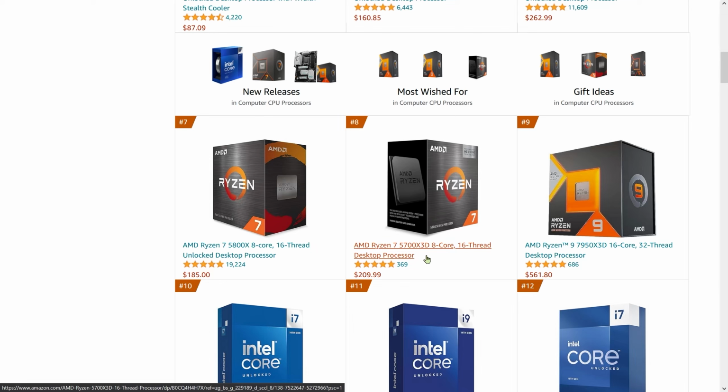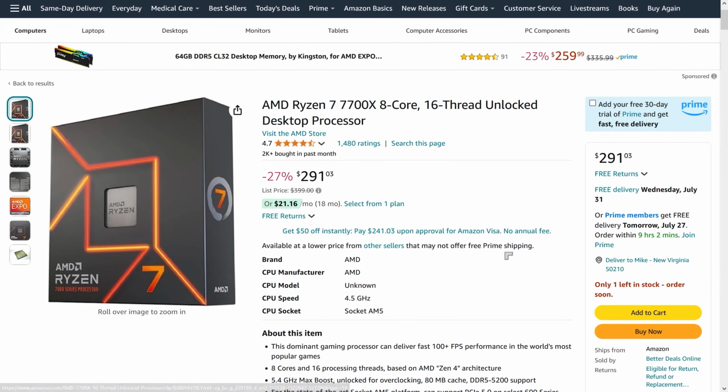They even have an X3D chip, the 5700X3D, for the 5000 series. And the most powerful one, the 7950X3D, is currently just $561. I think it was about $800 or something when it came out, so it's quite a significant drop in price. The 7700X is the one that you want to go for if you want high performance but not an extremely expensive chip. The price of this has actually gone up a little bit since Amazon Prime Day.